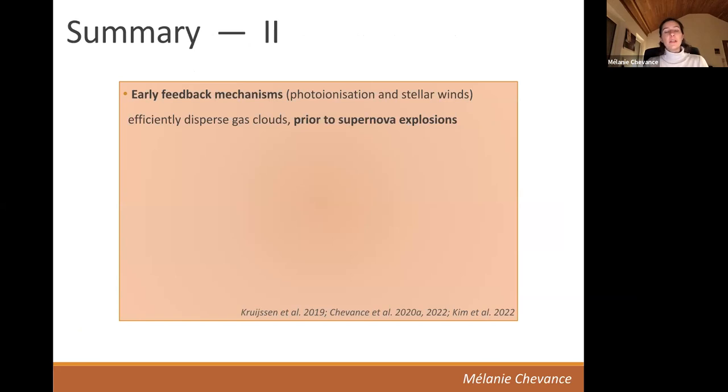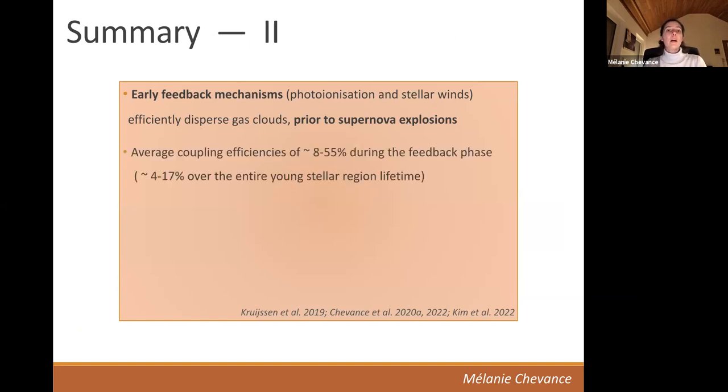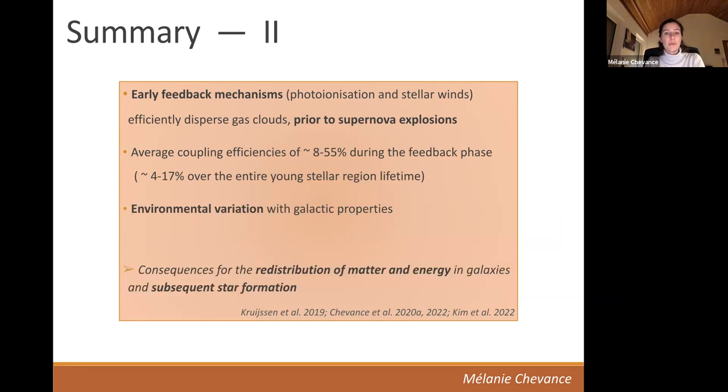So, concluding on that second part of the talk, we've seen that early feedback mechanisms, mostly photoionization and stellar winds, efficiently disperse gas clouds prior to supernova explosions. The average coupling efficiency is relatively low, and we see an environmental variation with galactic properties. And these facts have consequences for the redistribution of matter and energy in galaxies and for the subsequent star formation within these galaxies.